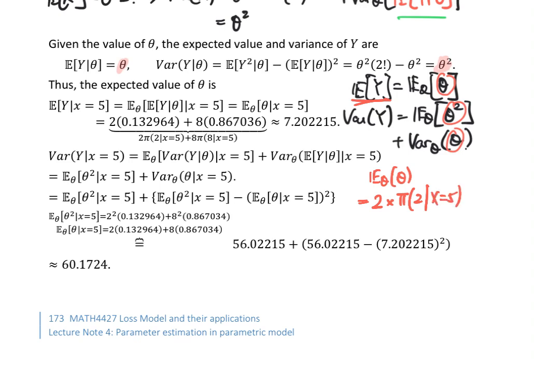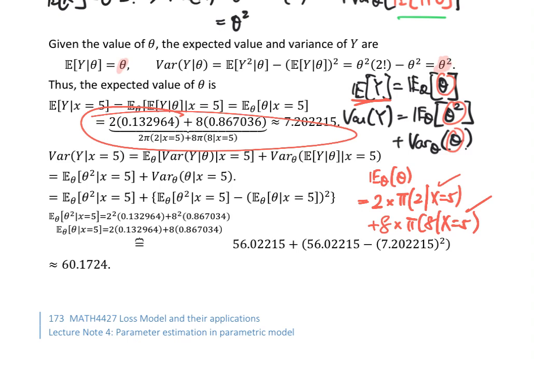2 times the probability that theta equals 2 plus 8 times the probability that theta equals 8. And you use the posterior distribution. Then you've got these two numbers ready, so you can easily get your expected value. And similarly for the variance. So basically you just need to compute these two quantities.